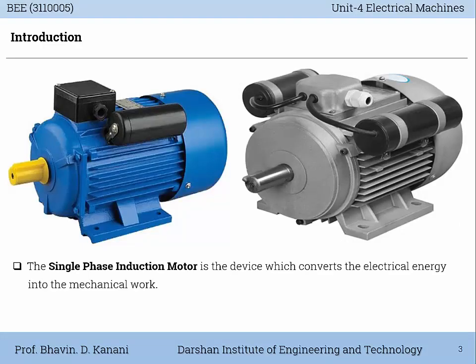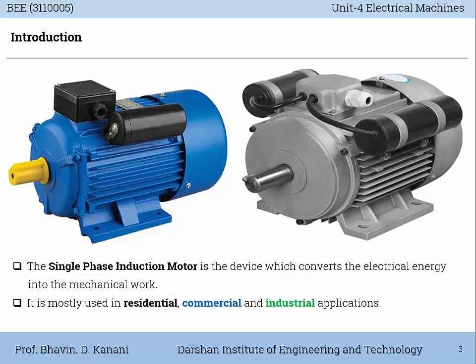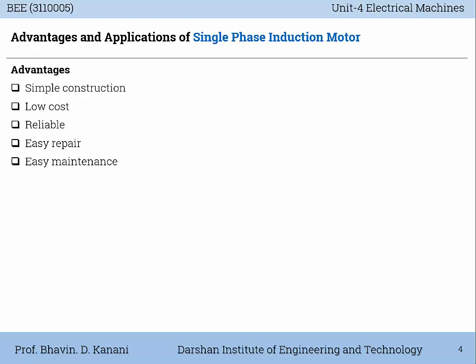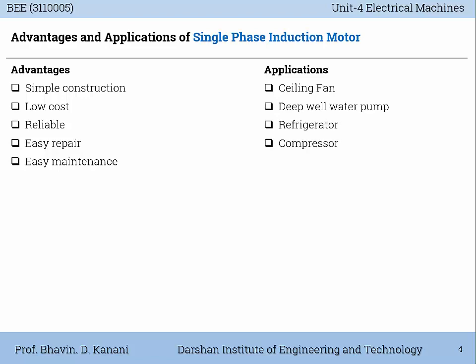The single phase induction motor is the device which converts the electrical energy into mechanical work. It is mostly used in residential, commercial, and industrial applications. Advantages: simple construction, low cost, reliable, easy to repair, easy maintenance. Due to all these advantages, induction motor is used in a variety of applications like ceiling fan, deep well water pump, refrigerator, compressor, washing machine, vacuum cleaner, and blower.